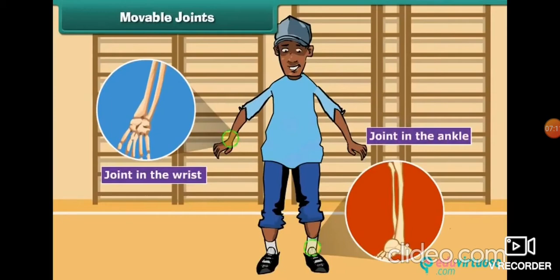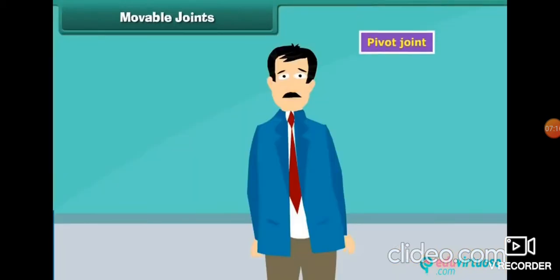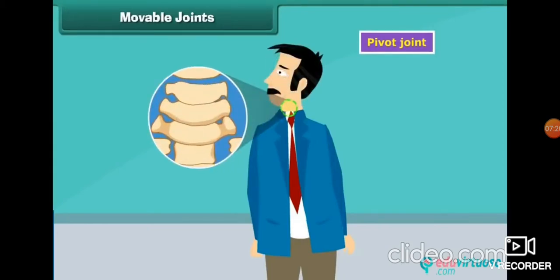Gliding joint is a type of joint in the wrist and in the ankle. Then the pivot joint is the joint which joins the skull and the backbone. That is a type of pivot joint.